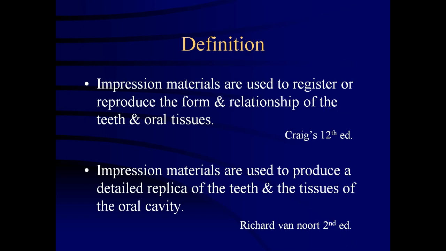Starting with the definition, according to Craig's 12th edition, impression materials are used to register or reproduce the form and the relationship of the oral tissues. According to Richard Van Noort, 2nd edition, impression materials are used to produce a detailed replica of the teeth and the tissues of the oral cavity.